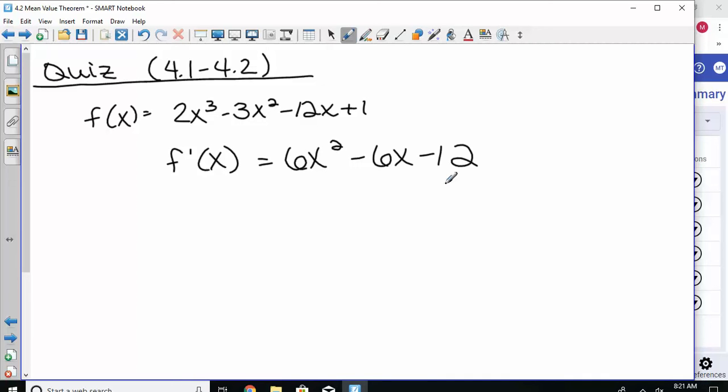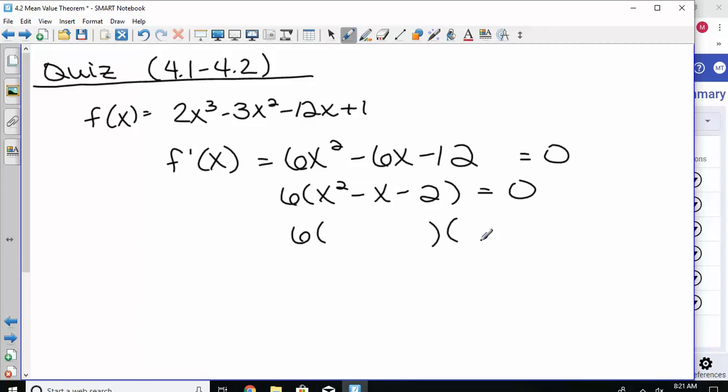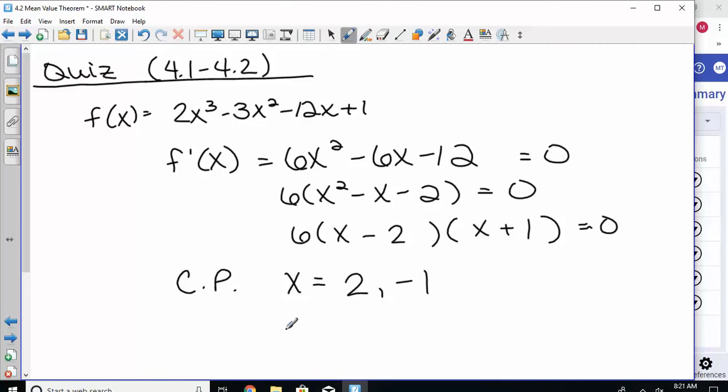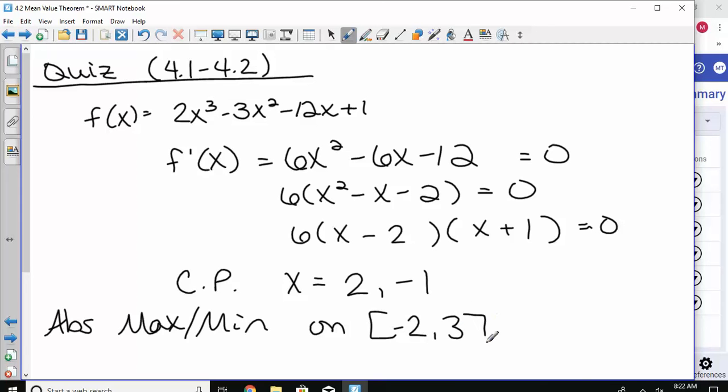But now I need to figure out where this equals 0. What would you do first? Take out your 6. Factor: multiply to -2 and add to -1. Okay, so my critical points are when x is... okay. What if I asked for the absolute max and min on the interval -2 to 3?